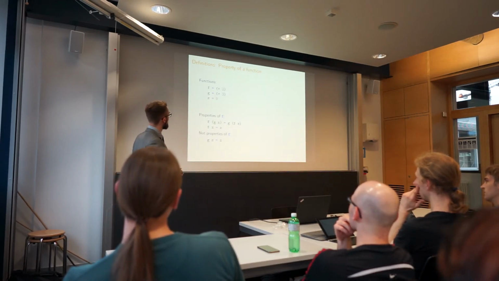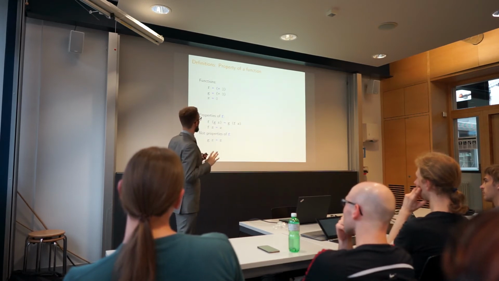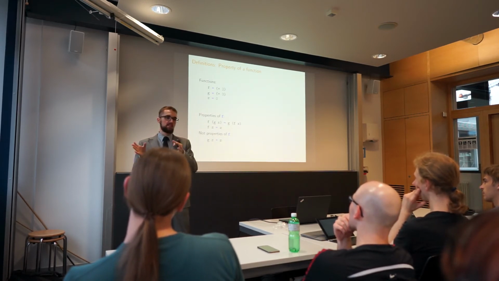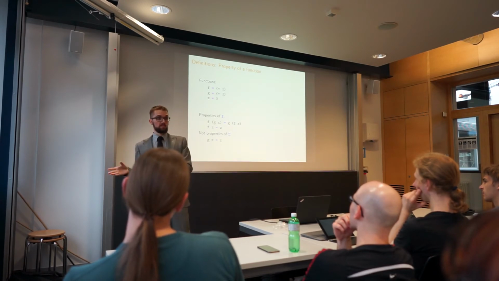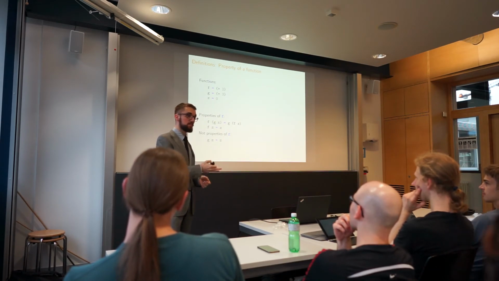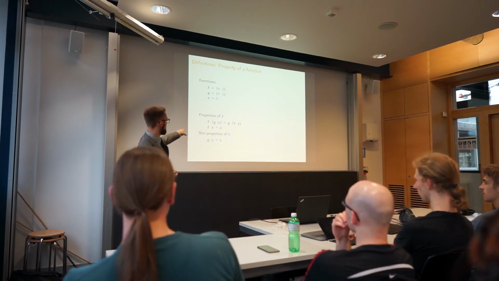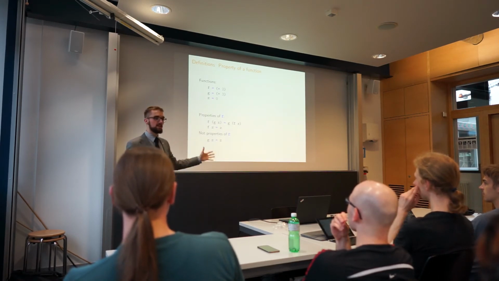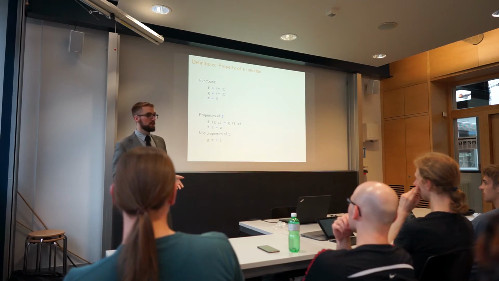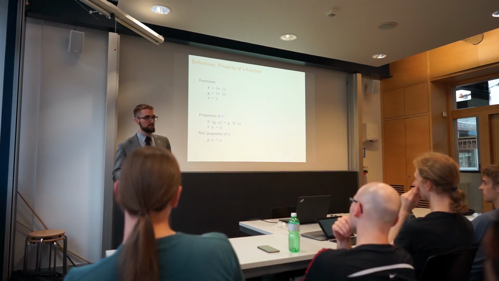Next thing we have to define is what a property of a function means, and it's rather simple. If a function occurs in a property, then this property is a property of this function. Wait, again. If a function occurs in a property, then this property is a property of that function. So in this case, these two properties are properties of f because f occurs in them, and this last one is not a property of f because f doesn't occur in it, right?